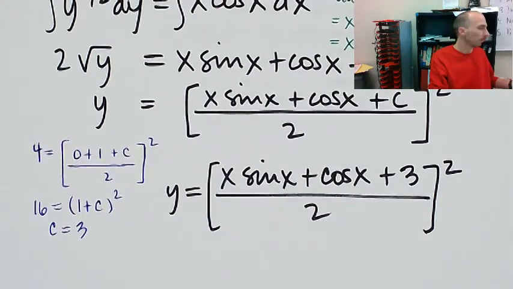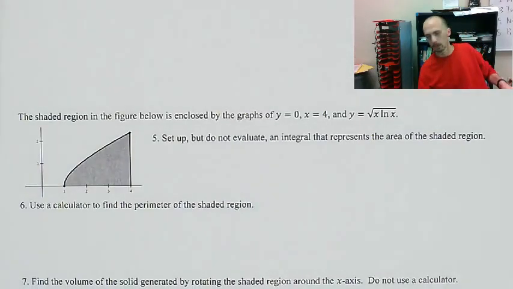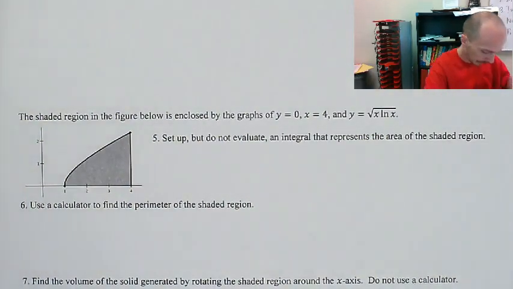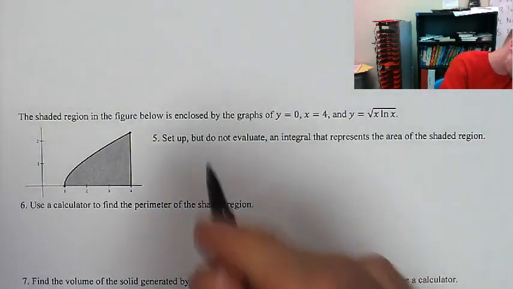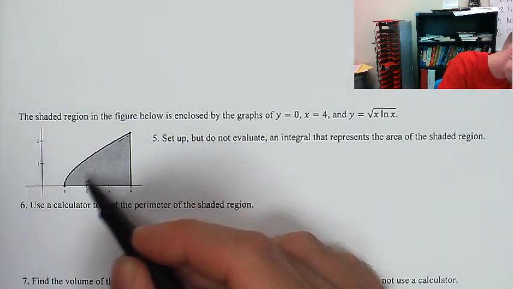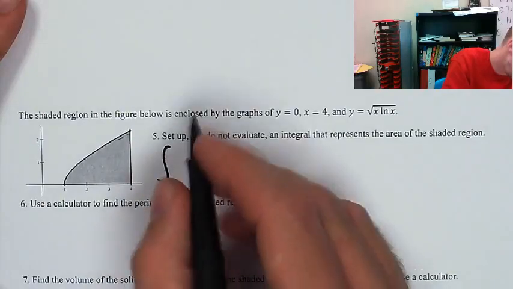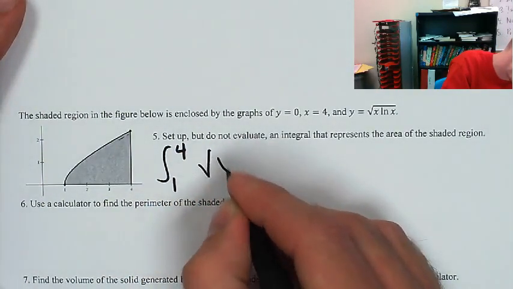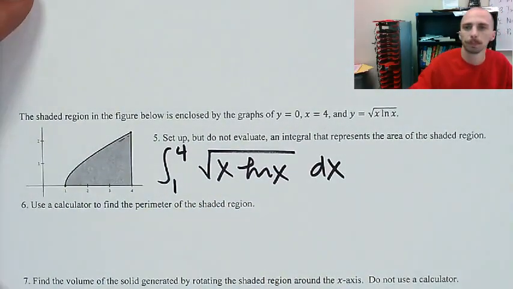There's a variety of things we can do with integration by parts, right? We can apply it to separation of variables. We could apply it to area and volume. You thought we were done with area and volume. We're not done with area and volume. Okay, we're going to set up and not evaluate an integral that represents the area of the shaded region. Okay, this is x log x, the height, width dx. Integral from 1 to 4 of square root of x log x dx.